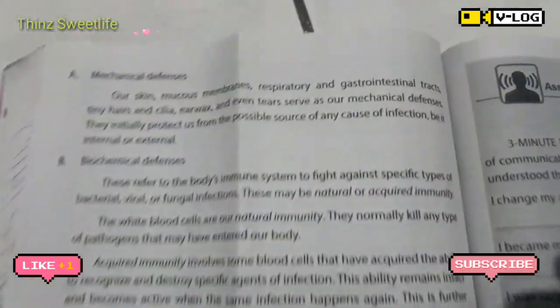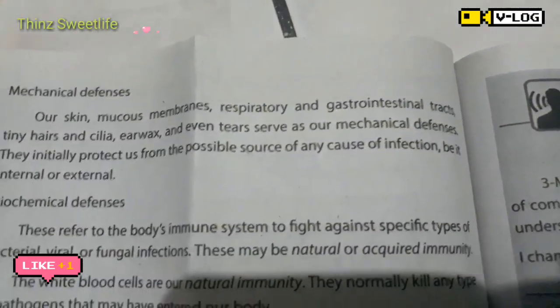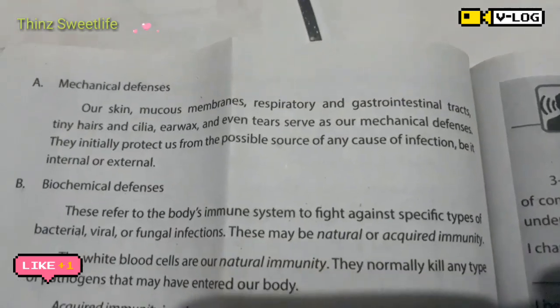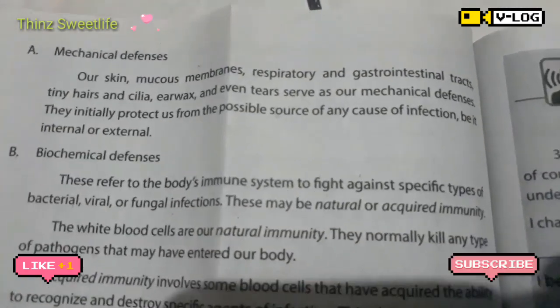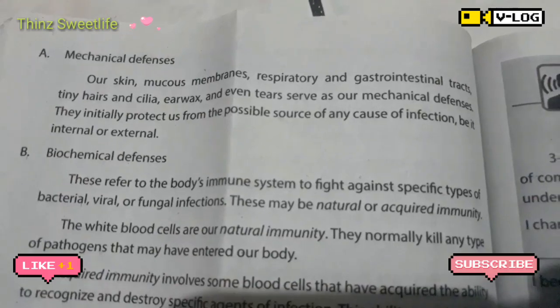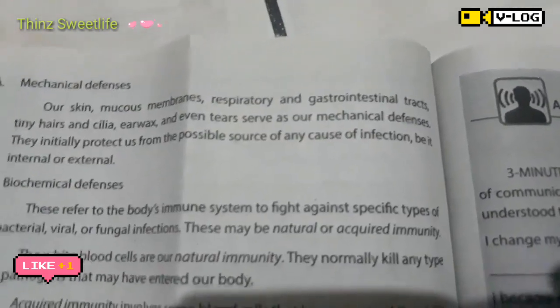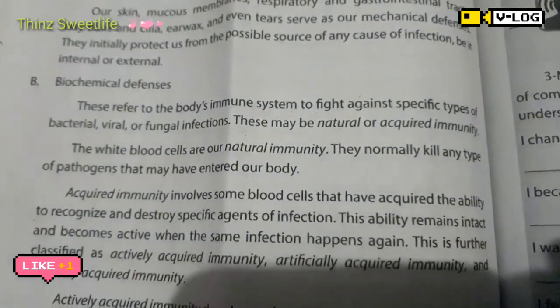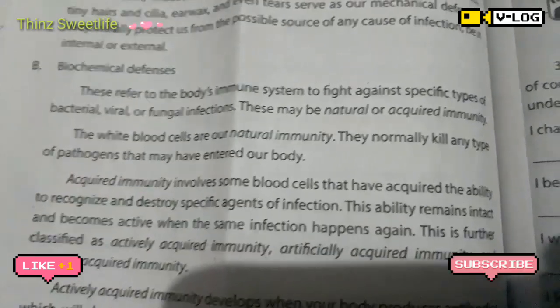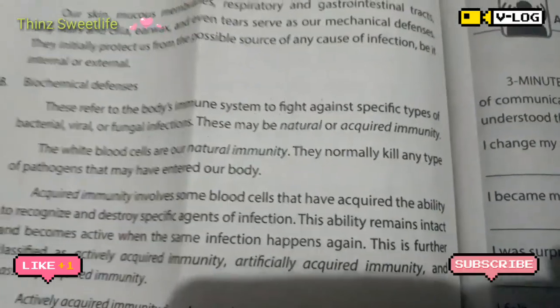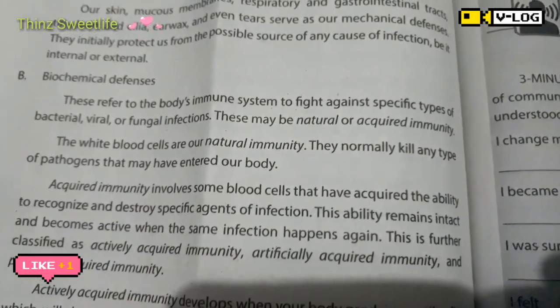Mechanical defenses are skin, mucous membranes, respiratory and gastrointestinal tracts, tiny hairs and cilia, earwax, and even tears. Biochemical defenses refer to the body's immune system to fight against a specific type of bacterial, viral, or fungal infections.